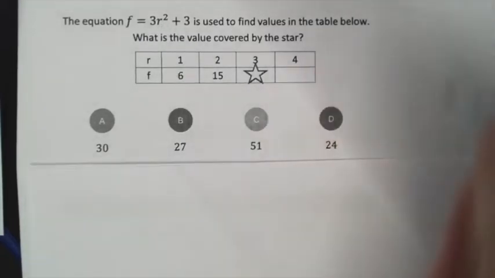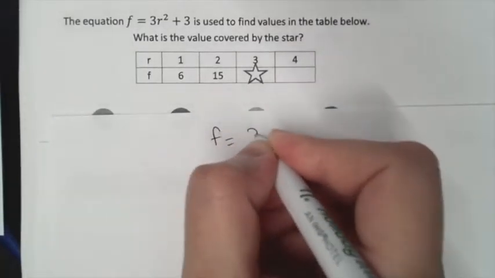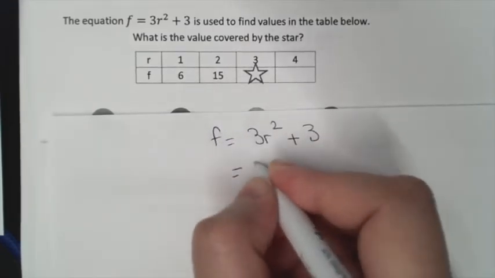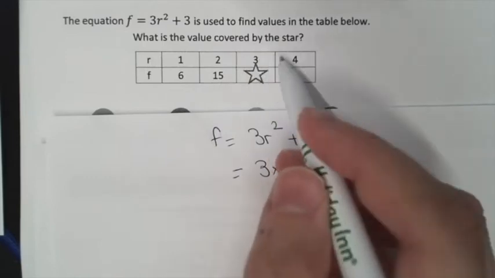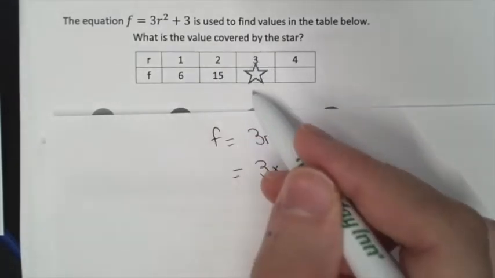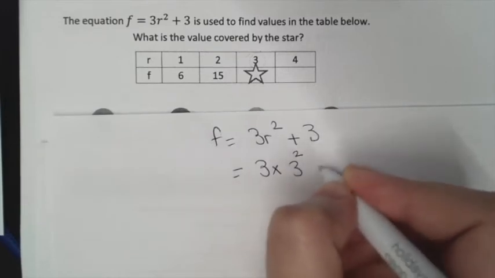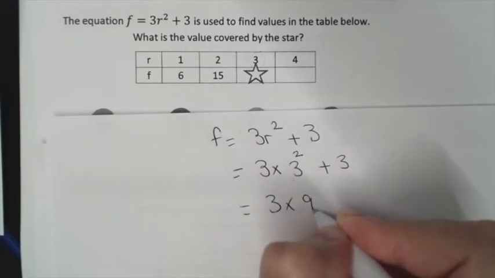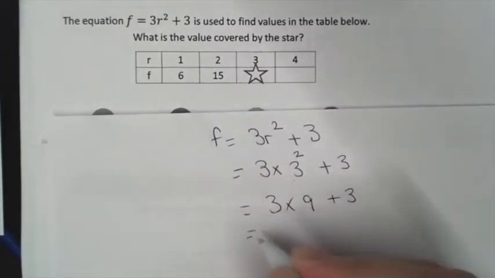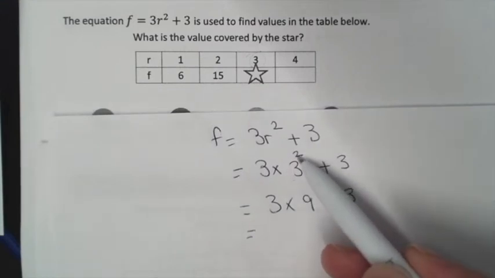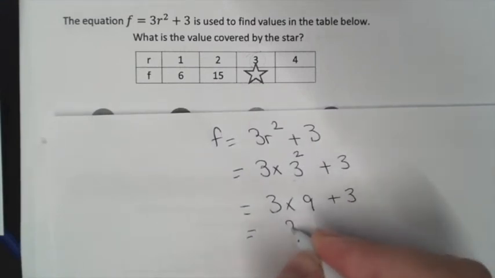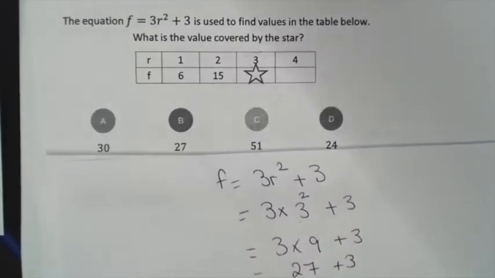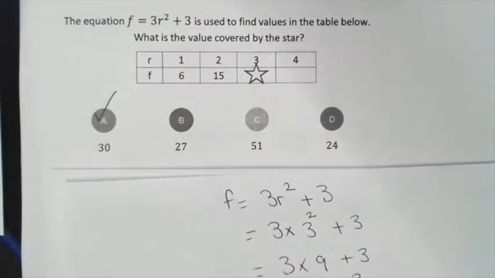So I'm actually going to write here, f equals 3r squared plus 3. I need to find f, I don't know what it is, but I know it's 3 lots of r squared. r is 3 in this table, so that's 3 times 3 squared plus 3. Now 3 squared is 9. And then I'm adding 3. Remember, I'm following the order of operations here. I did the squaring first, now I'm going to do the multiplication, so that gives me 27, add 3, and the answer therefore is 30. So if I look at the options here, A was 30, so A is the correct answer.